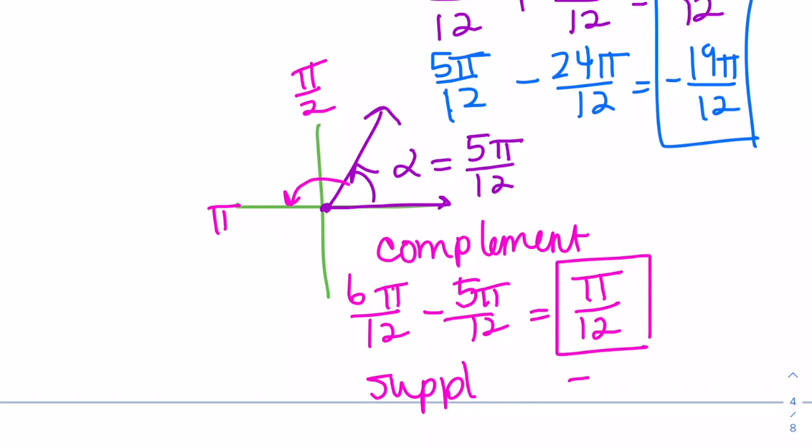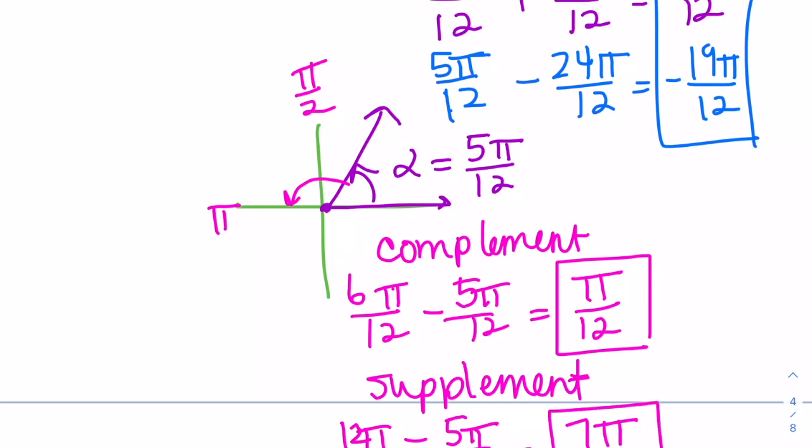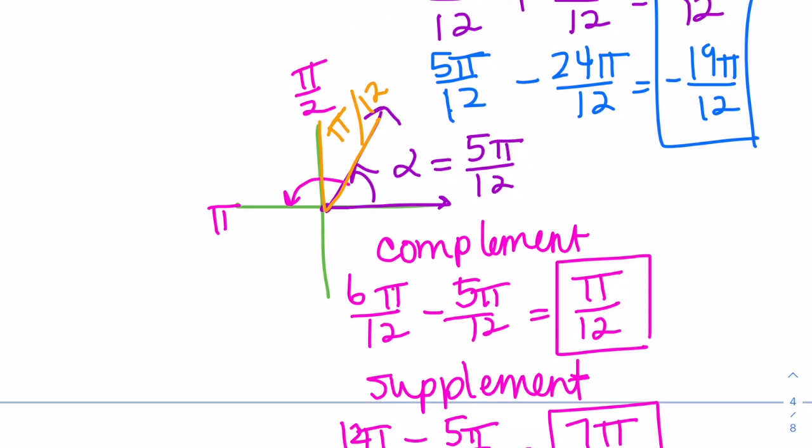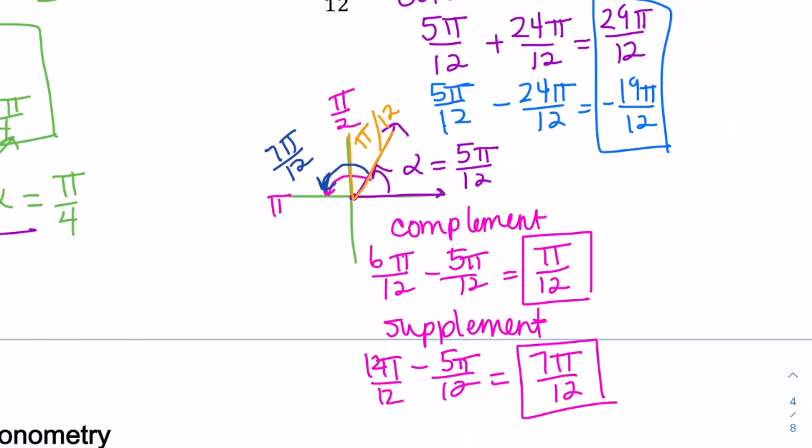And the supplement would be just pi minus, oh, I didn't mean to erase all of that. So pi minus 5 pi over 12. So this will be 12 pi over 12. So we know that 7 pi over 12 would be the supplement. So again, looking at these two pictures here, this piece right here has to be pi over 12. And then I'll use a different color. So this angle, which I already had in pink too, that's going to be the 7 pi over 12. And remember, when we add them together, they should equal pi to be supplementary, and they should add together to equal pi over 2 so that they can be complements.